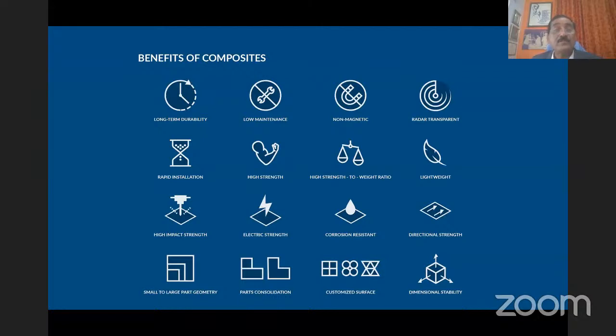As all the earlier speakers mentioned the characteristics of composite materials, these are especially the benefits of composites: long-term durability, low maintenance, non-magnetic, and maybe some characteristics not mentioned earlier, radar transparent, which is especially useful for defense and submarine applications. Also high strength-to-weight ratio, rapid installation on the manufacturing and assembly side, lightweight, corrosion resistance, electrical strength, high impact strength, directional strength, small to large part geometry, parts consolidation, and customized shapes. Any difficult parts can be manufactured with composites manufacturing technology. Dimensional stability is one of the major advantages in marine applications.